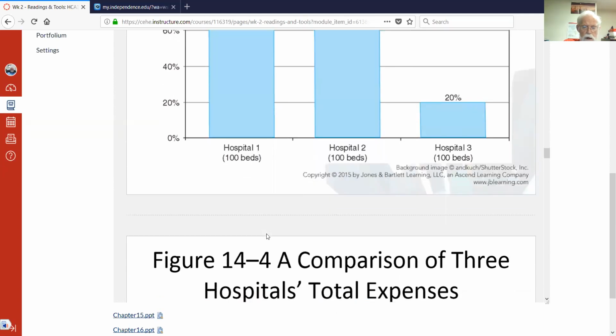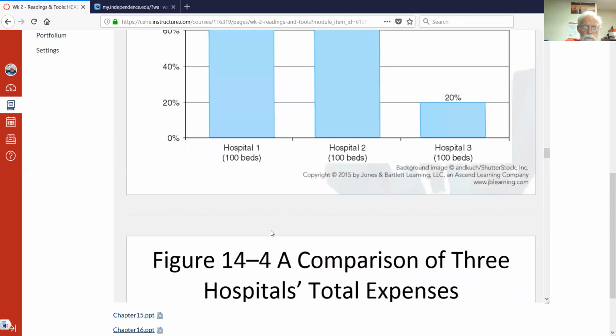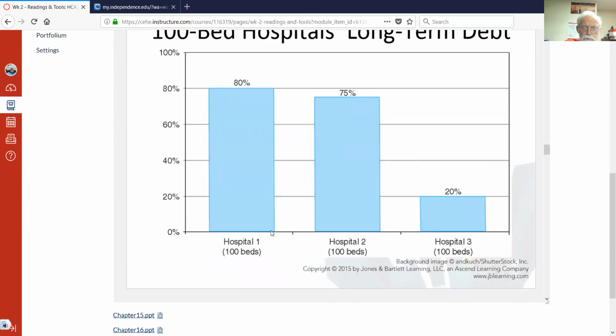So that's a comparison. If you have a hospital that's not doing well, you have these comparison graphs. Hospital 1, 2, and 3, 1 and 2 are doing, it looks like, oh, that's debt. Never mind. We'll get to the other in a minute.